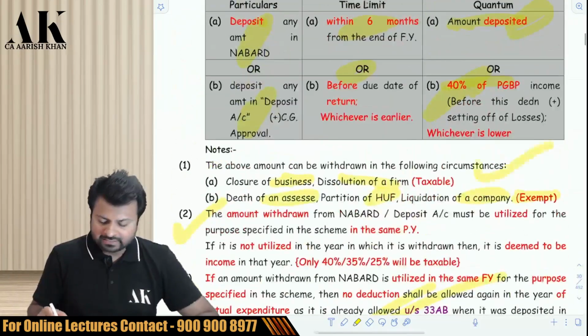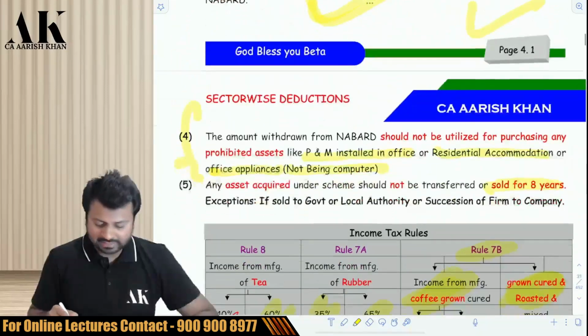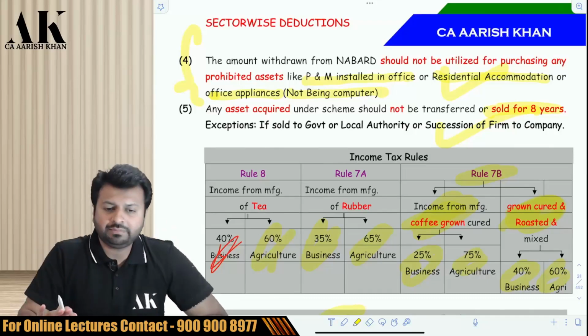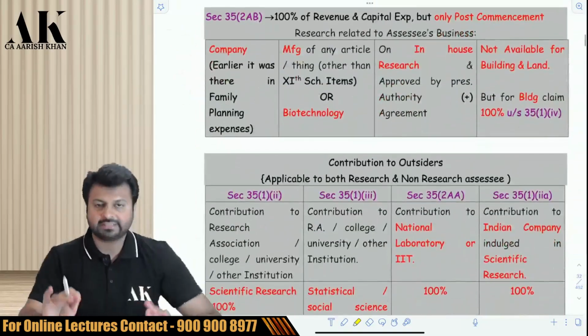Everything means everything is the same as section 33AB. So I'm not wasting much time. I'm going ahead with the next section.